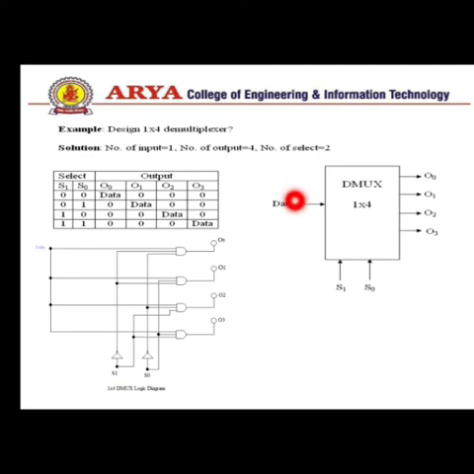It has one data line, S1 S0 are the selection lines, and O0 to O3 are the output lines. When S1 S0 is 0 0, data goes directly through O0 and the remaining outputs are deactivated, meaning they are 0. When S1 S0 is 0 1, data goes directly to the O1 line and the remaining are 0. When S1 S0 is 1 1, data goes directly through the O3 line and the remaining are 0. This is the basic logic diagram of the 1 to 4 demultiplexer.